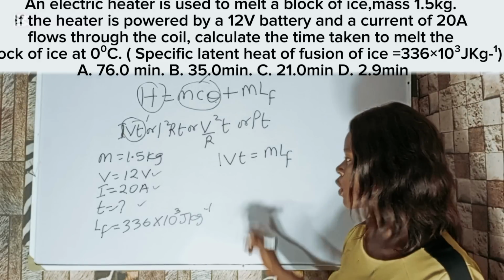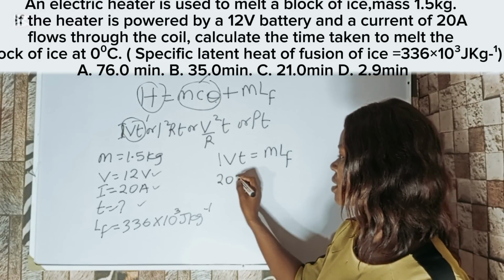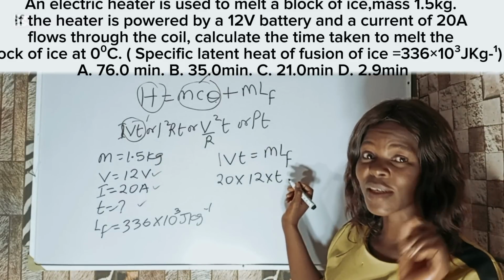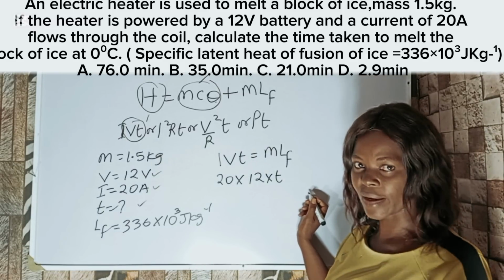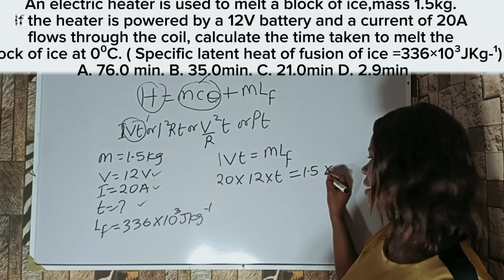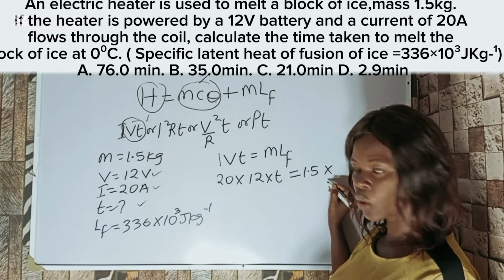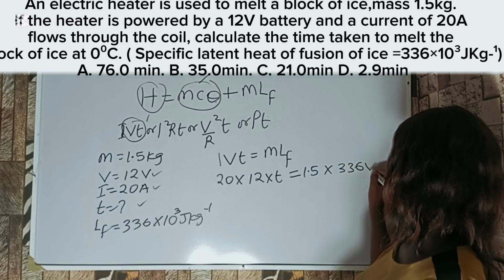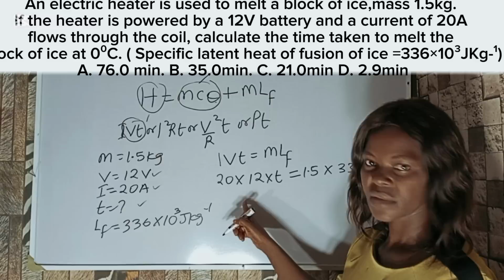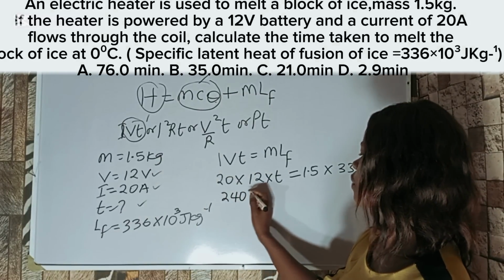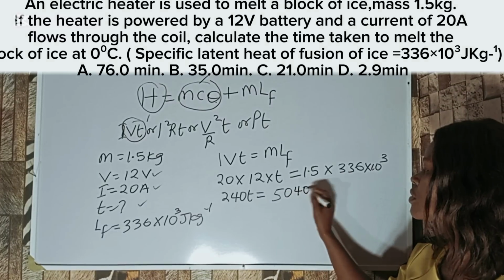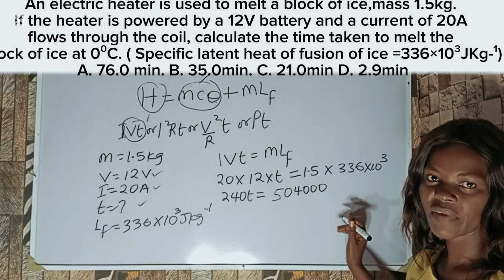So let's substitute what we have. My I is 20 times my PD is 12. And I'm looking for time. Remember, the time I'm looking for is in minutes. But let me get it in seconds first before I can do that. Now this is equal to my mass 1.5 multiplied by my specific latent heat of fusion, 336 times 10 to the power of 3. So let's work it out. By the time you multiply these two, this is going to give me 240T equals 504000.